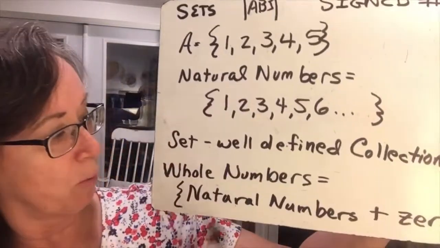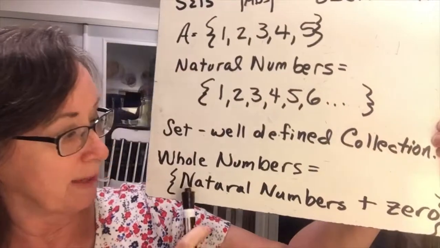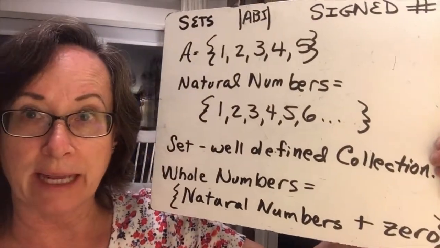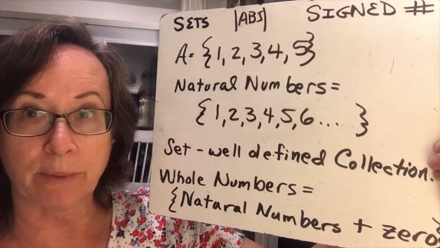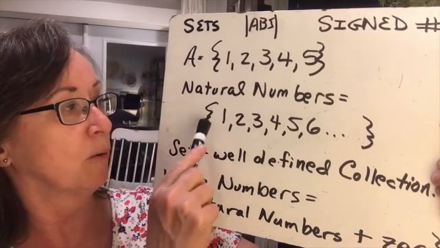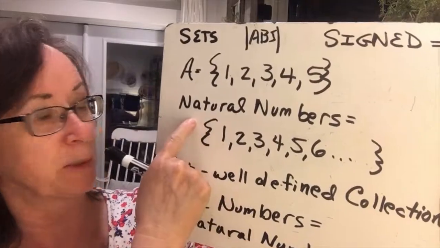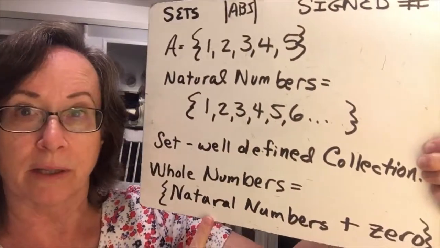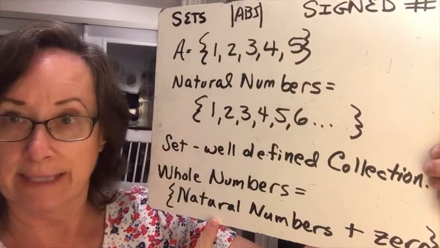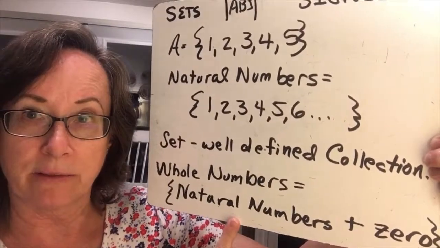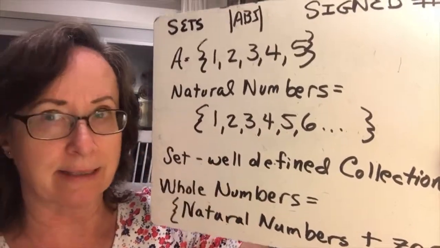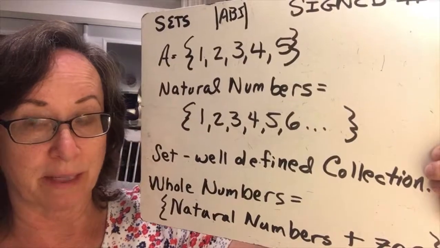So whole numbers are the natural numbers plus 0 added. The whole numbers is what we call the numbers 0, 1, 2, 3, 4, 5, 6, ... So the only difference between the natural numbers and the whole number set is the 0. The 0 is included in the whole number set. The 0 is excluded from the natural numbers.